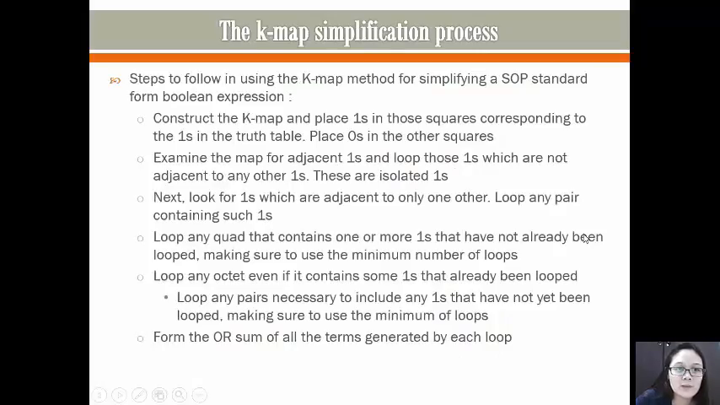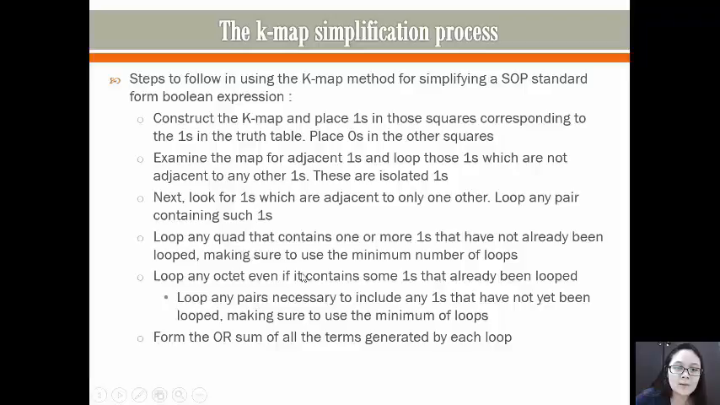So the Karnaugh Map simplification process. Steps to follow in using the Karnaugh Map method of simplifying a SOP standard form Boolean expression. First of all, construct the Karnaugh Map and place 1 in those squares corresponding to the 1 in the truth table and place 0 in the other squares. Secondly, examine the map for adjacent 1s and loop those 1s which are not adjacent to any other 1s. These are isolated 1s. And next, look for 1s which are adjacent to only one other. Loop any pair containing such a 1.